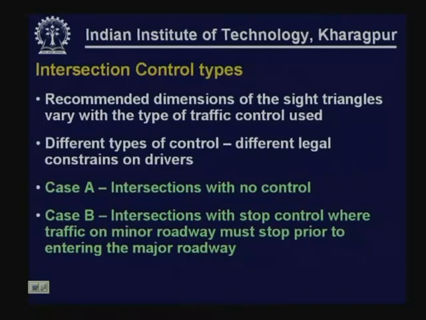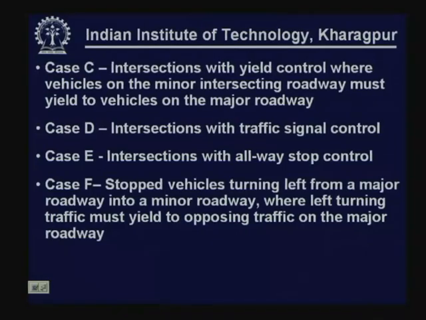Case A, intersection with no control. Case B, intersections with stop control, where traffic on the minor roadway must stop prior to entering the major road. Now, there are 4 other types. Case C, intersections with yield control, where vehicles on the minor intersecting roadway must yield to vehicles on the major roadway. The vehicle from the minor road may not stop, but it must yield to vehicles on the major roadway. Case D, intersections with traffic signal control. Case E, intersections with all-way stop control, and case F is stopped vehicle turning left from a major roadway.